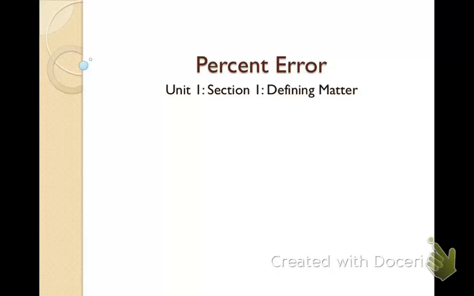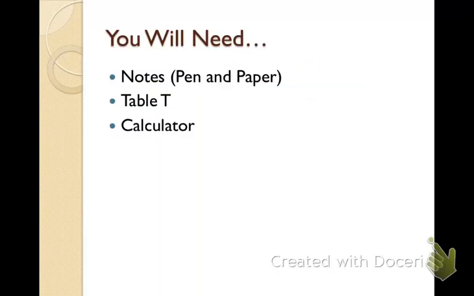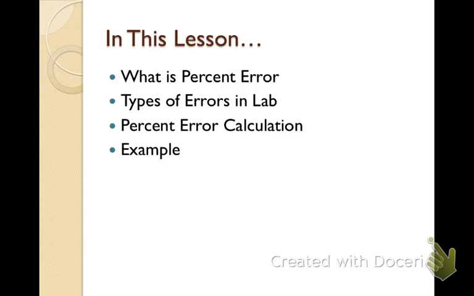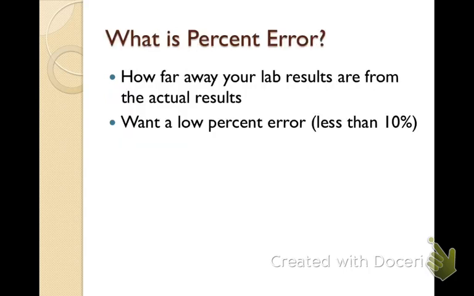Hi guys, so here we're going to talk about something called percent errors. This is what we do usually in lab. You'll need your notes, Table T, you'll also need Table S for this one, and a calculator. So you're going to talk about what percent error is, the different types of errors that happen in lab, how to calculate percent error, and an example.